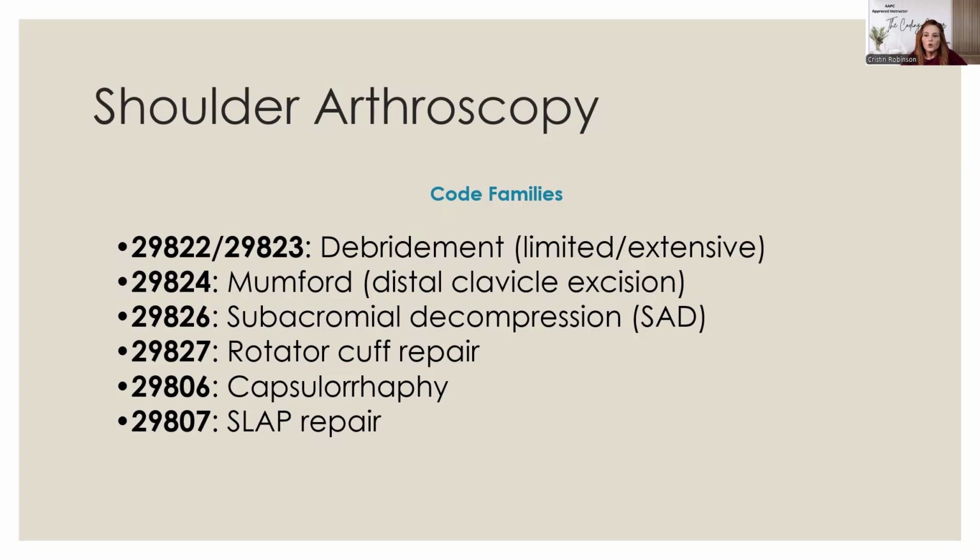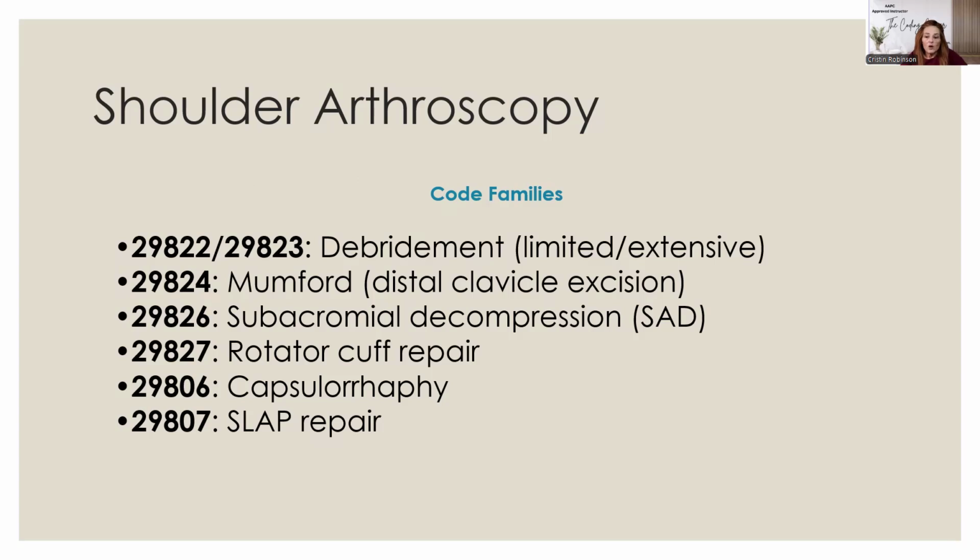Capsulorrhaphy is a surgical procedure aimed at repairing and tightening the shoulder capsule to stabilize the joint, particularly in cases of shoulder instability. 29807 is for SLAP repair. This is a surgical procedure to fix a SLAP tear, which is an injury to the superior part of the shoulder labrum, often caused by trauma or repetitive overhead activities.